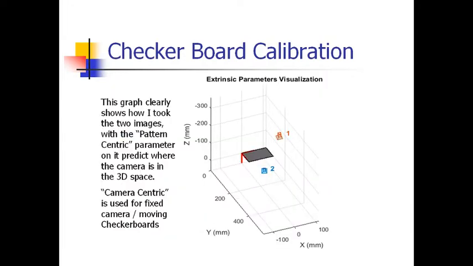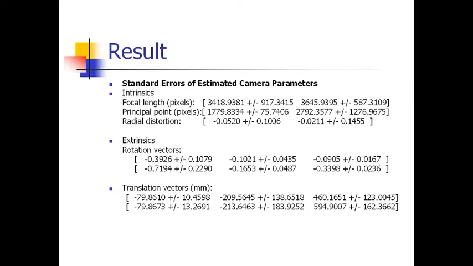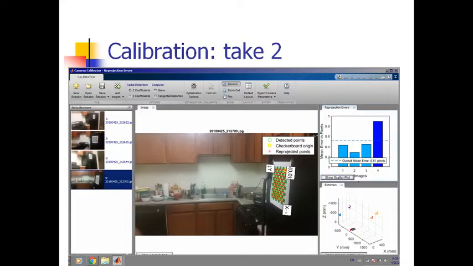And here's an extrinsic parameter visualization. That's how I took this picture. Here is the result. And this is the second try. I reprinted the checkerboard, put it on my refrigerator and took 4 pictures, and here are the results.